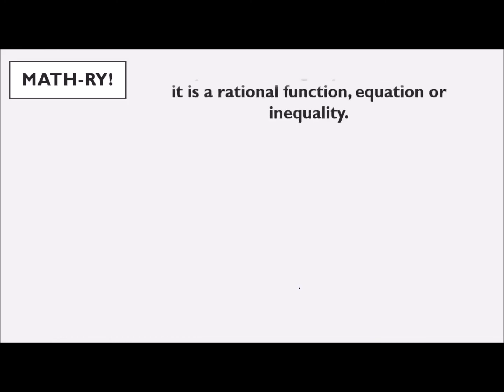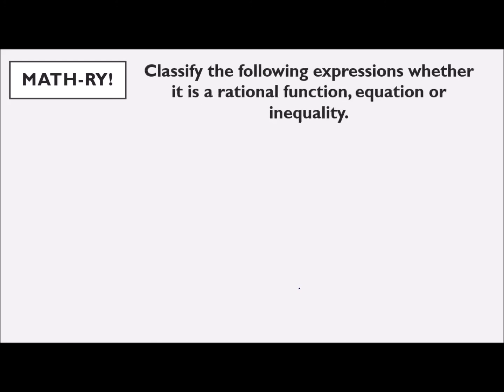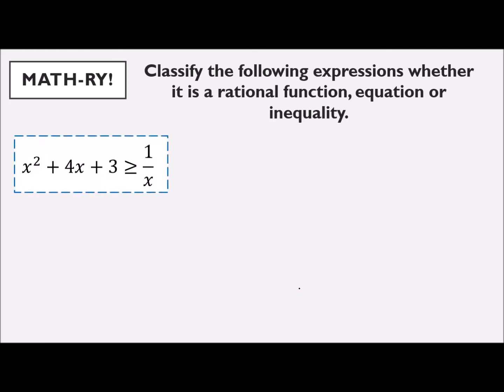Now let us try to classify the following expressions whether it is a rational function, equation, or inequality. Let's try this first one. X squared plus 4x plus 3 is greater than or equal to 1 over x. As you can notice, we have here the inequality symbol. So which means this one is a rational inequality.